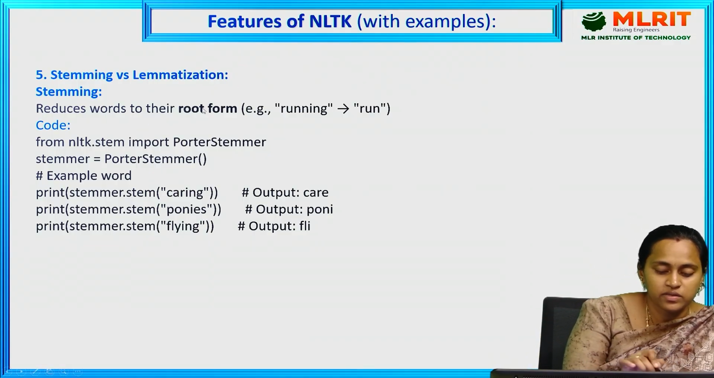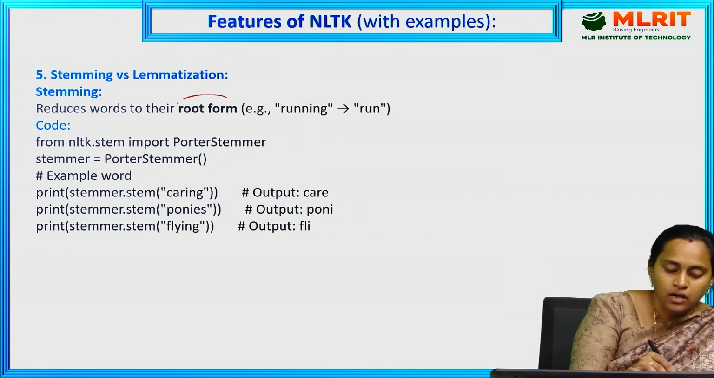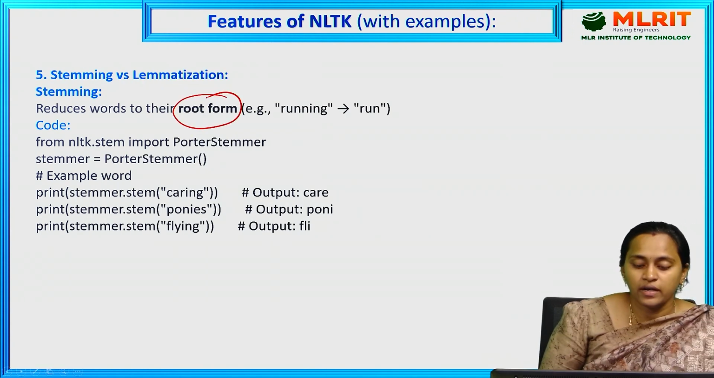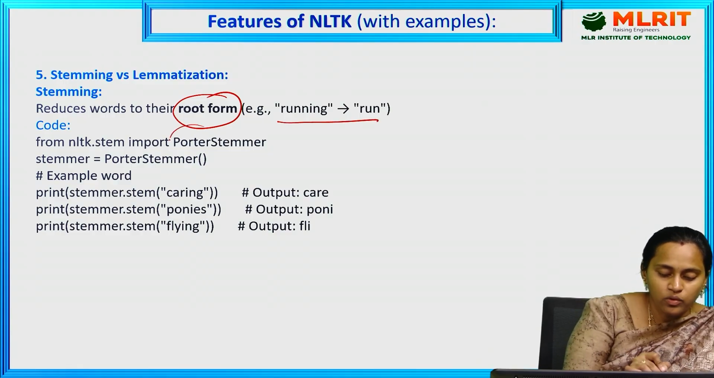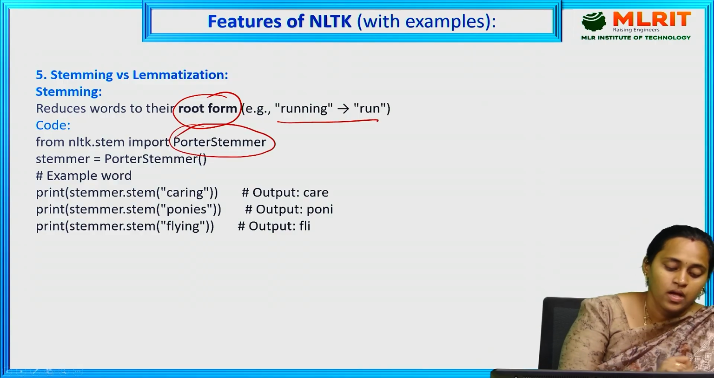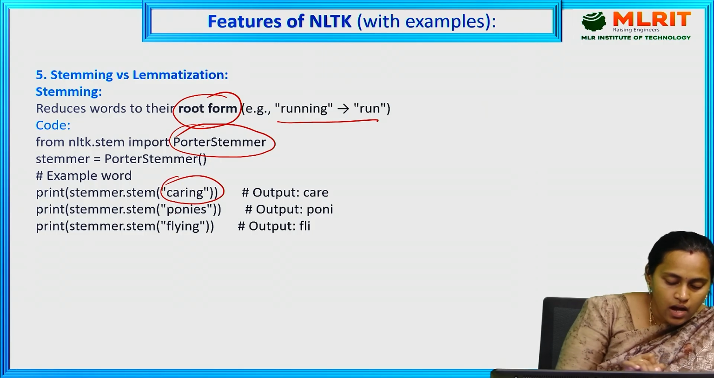See the next one, stemming and lemmatization. Stemming reduces a word to its root word, right? We already discussed stemming. We have to find out the root word, for example running becomes run. See the example here. We have to import the Porter stemmer algorithm for stemming. After importing, I am stemming some words: caring, ponies, flying, right?